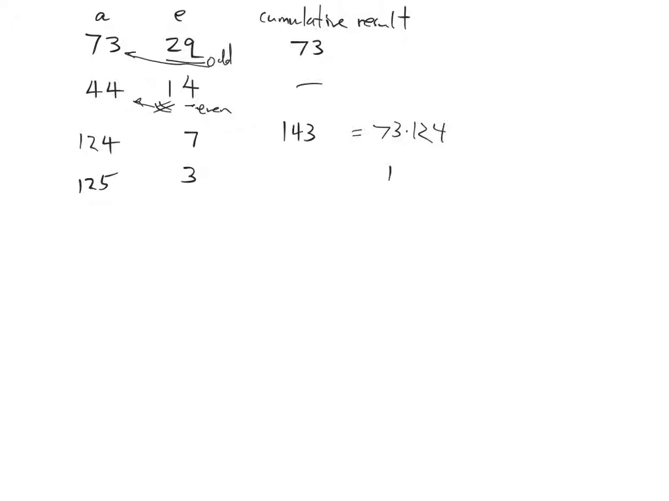use the cumulative 143 times the number for this row, and that gives us 43 times 125 divided by 151 minus 118. That gives us 57.